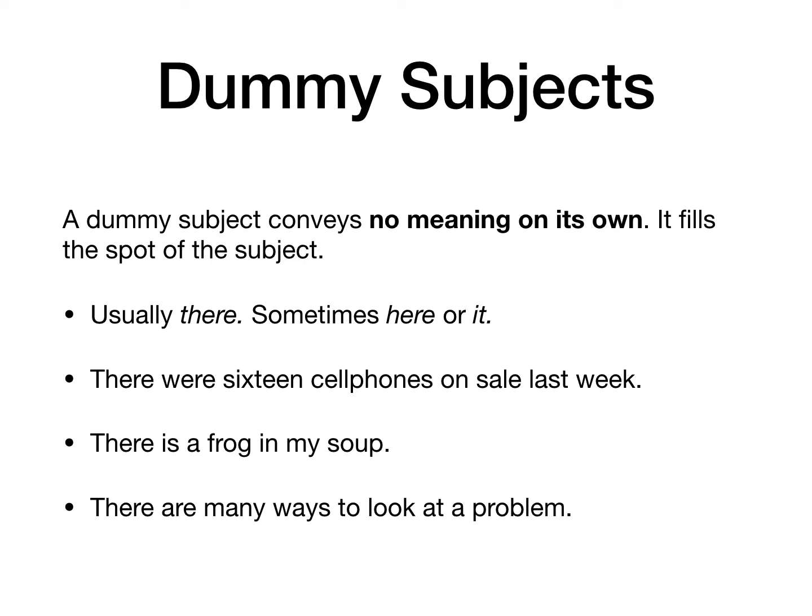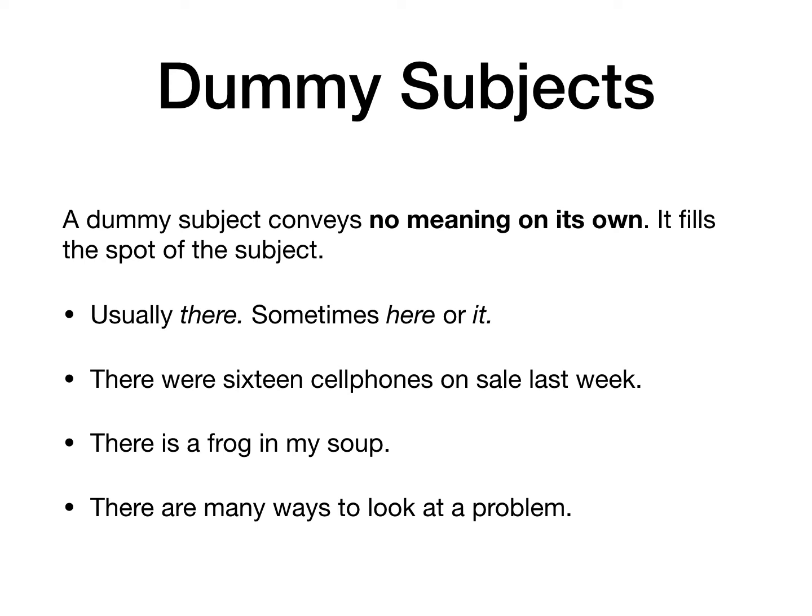These words don't always act as dummy subjects, though, so you have to be able to know the difference. So words like there, and there is the most common dummy subject. So if you see a construction like there are, there is, there was, there were, you can be pretty certain that there is acting as a dummy subject.